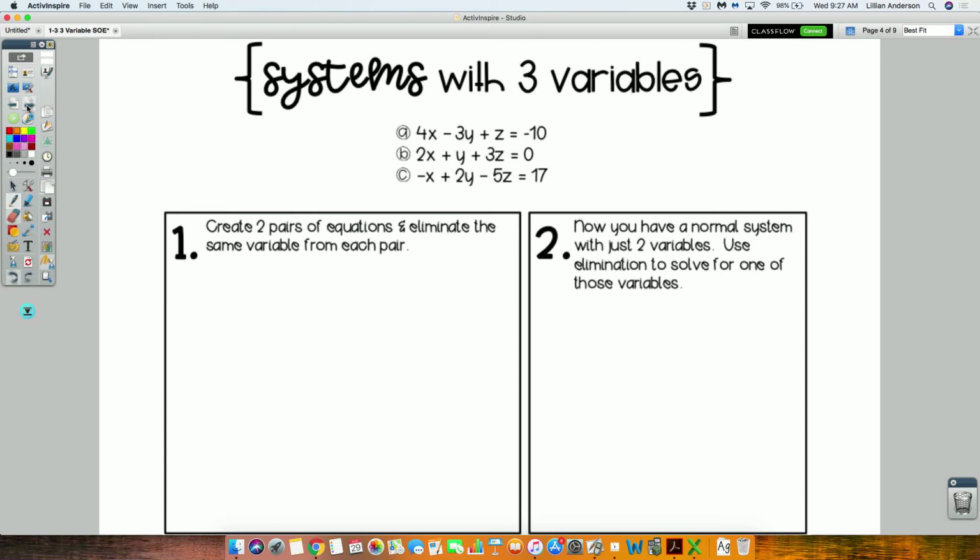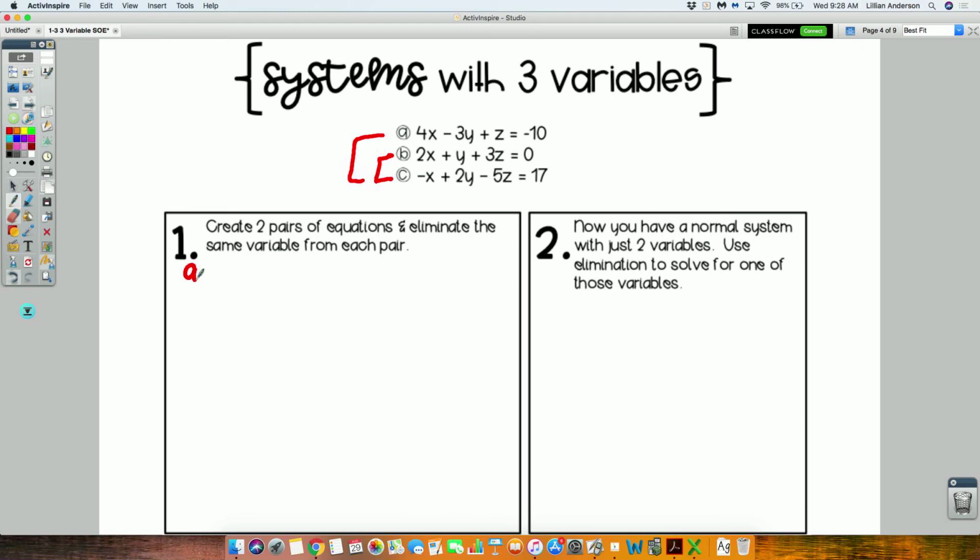But I also want to just let you guys know, it doesn't always have to be x, okay? It could be any other variable. But we're going to eliminate x. So what we're going to do is create two pairs of equations. Let's pair B and C together and A and C together, okay? Now, we could have done A and B and A and C. It really doesn't matter, but you want to pair two different ones, and the reason why you want to pair them is because you need to eliminate x from both pairs.